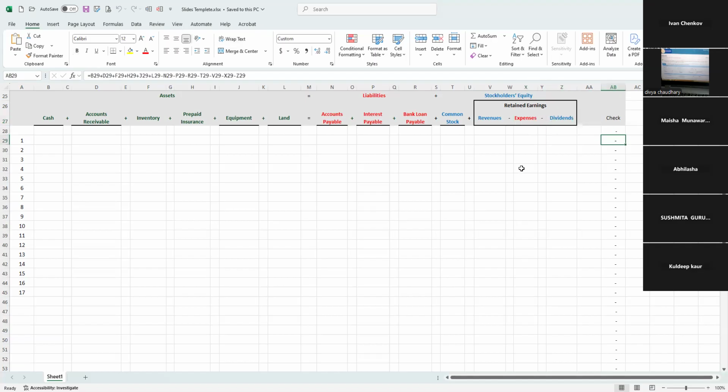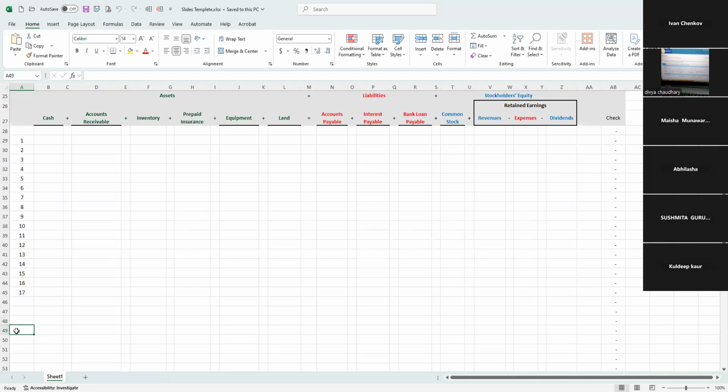The last column that you see, that's a check. What's that check for? That check is to keep the accounting equation in balance. What that means is the assets always have to be equal to liabilities plus shareholders' equity. If we're not in balance, there will be an amount here. If we're in balance, it should be zero. That's our checkpoint.